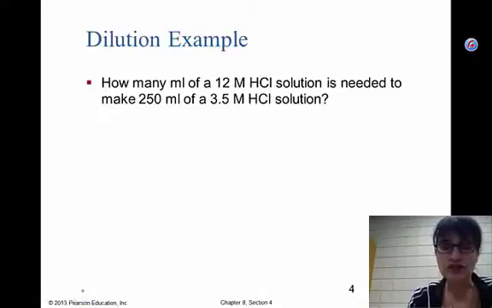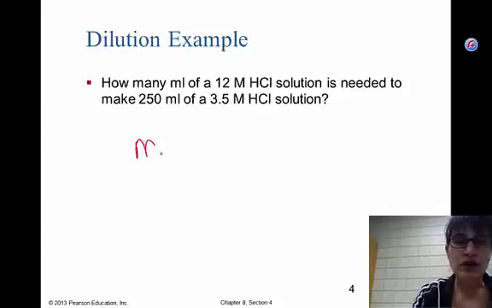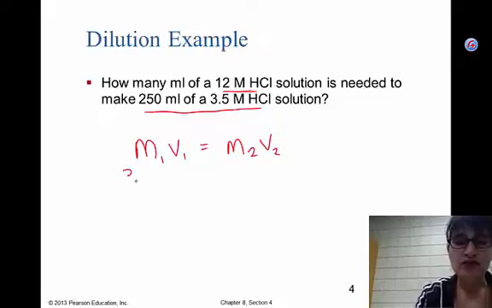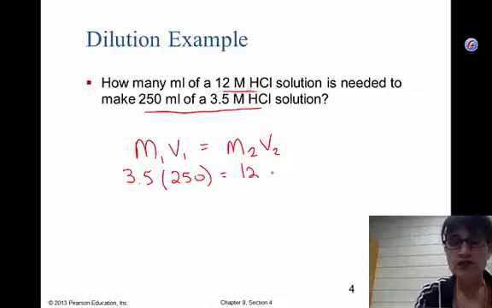So next we'll do an example. In this case it asks how many milliliters of a 12 molar solution is needed to make 250 milliliters of a 3.5 molar solution. We use M1V1 equals M2V2. Now this is my concentrated, and this is my dilute, and it doesn't matter which side I put where. So I have 3.5 molar. I'm going to leave my volumes in milliliters. On the other side I have 12 molar, and I want to find the volume. So I'm going to take 3.5 times 250 and then divide by 12.